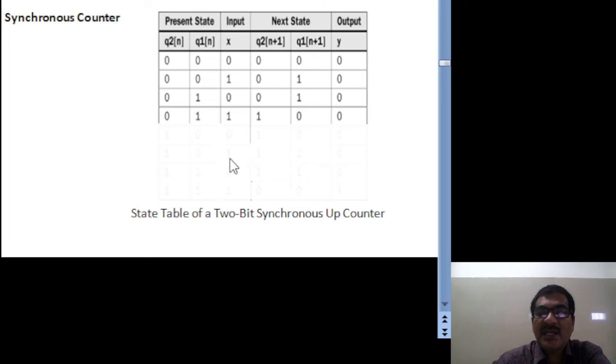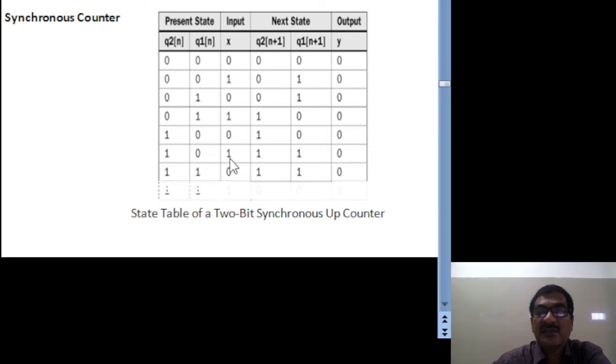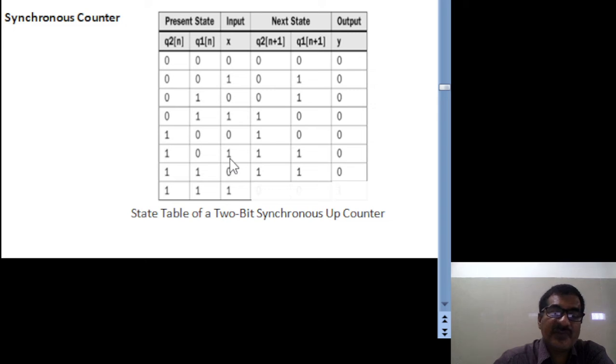Okay, similarly the present state is 1 0. For input 0 it maintains the same state and the output is 0, but if the x value is 1, it goes to the next state, that is 1 1, and the output is 0. Okay, now the present state is 1 1. Suppose x is 0, it maintains the same state 1 1, and the output is 0. Instead of that, if the x value is 1, it goes to the next state. Next state means 0 0, and the output becomes 1.